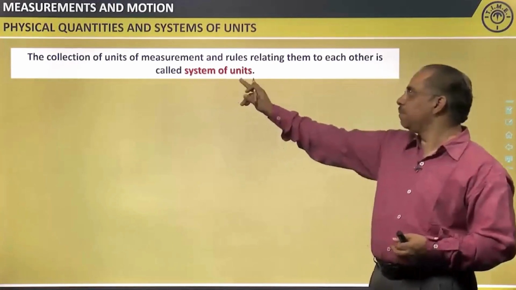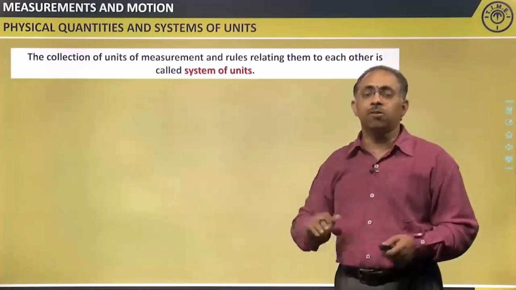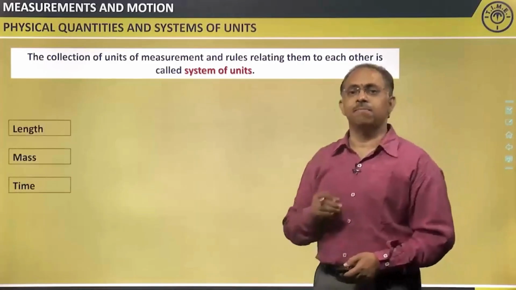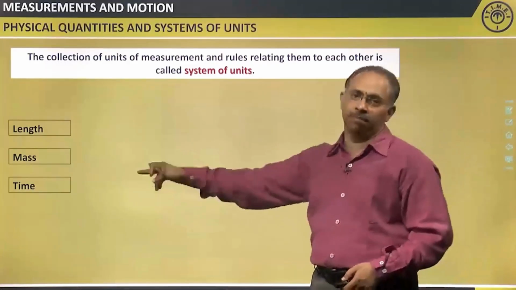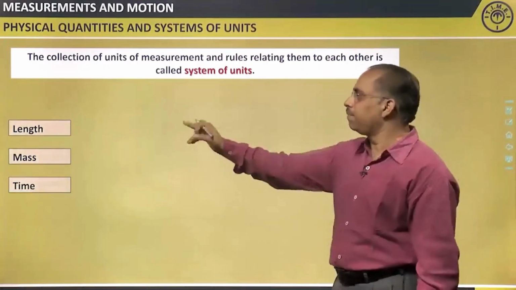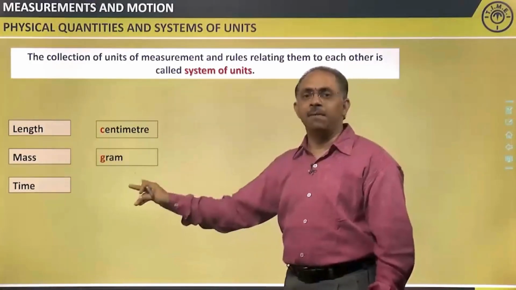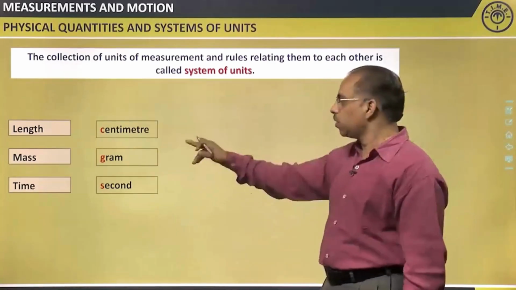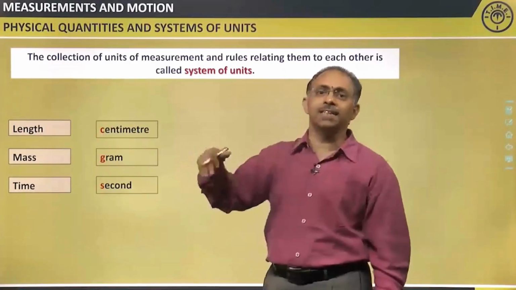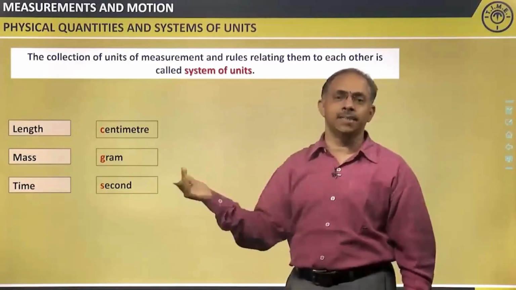The units of measurement and the rules relating them to each other, that is what you call a system of units. To understand the system of units, we will take three physical quantities, say length, mass and time, and try to define each system of units. For example, if I want to measure length in centimeter, mass in gram and time in second, then length is measured in centimeter, and volume is length into length into length, so I will take it as centimeter cube, and gram per centimeter cube is how I will measure density.